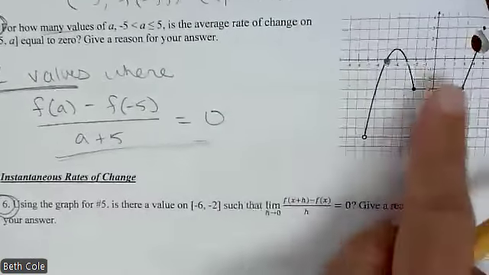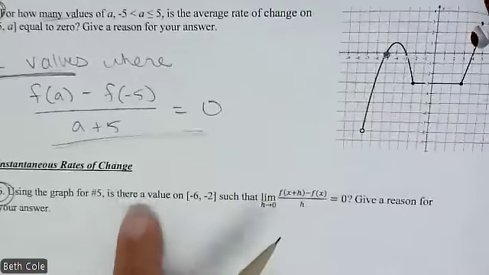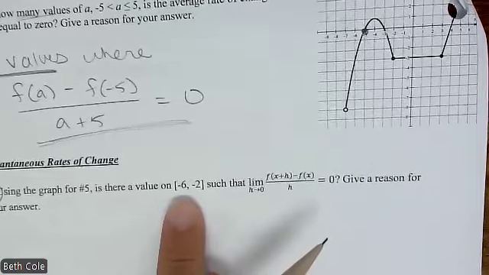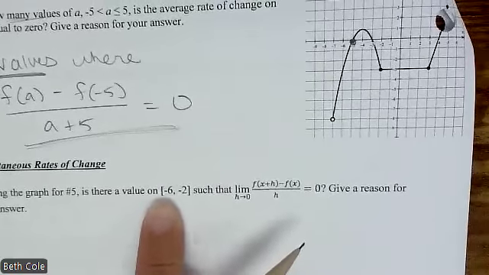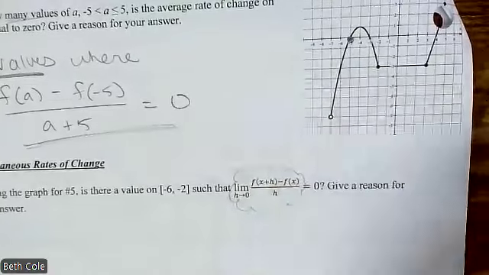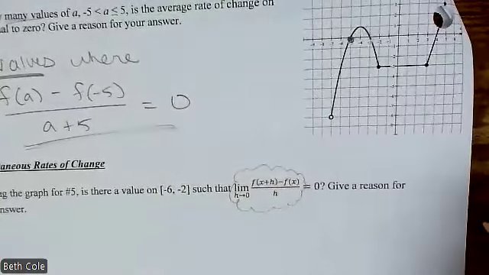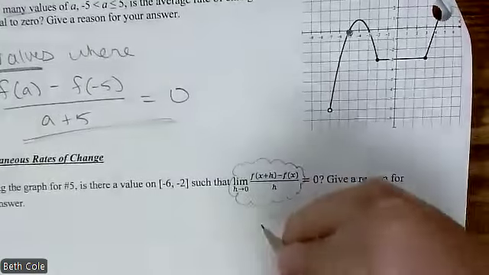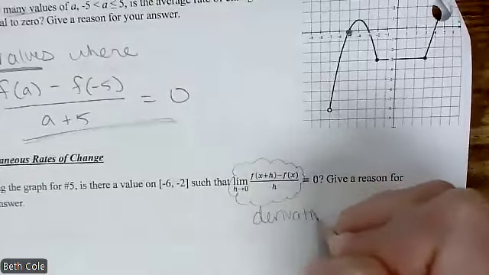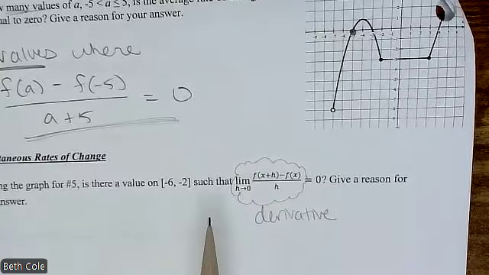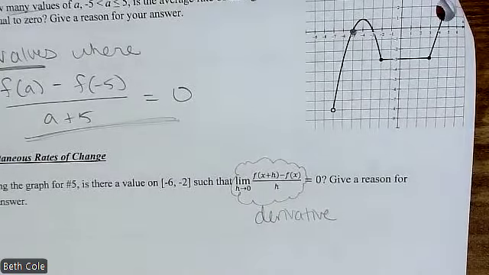Using the same graph for number 5, so we're still going to use this guy right here. Okay, so in essence, it's a yes or no question. Is there a value on -6 to 2? So we're only looking at that interval such that, what does this thing mean? I asked you and you answered me. What does this mean? That means derivative. You took a quiz on it. That's your definition of a derivative, instantaneous rate of change. Is there a value from -6 to 2 where that derivative is 0?